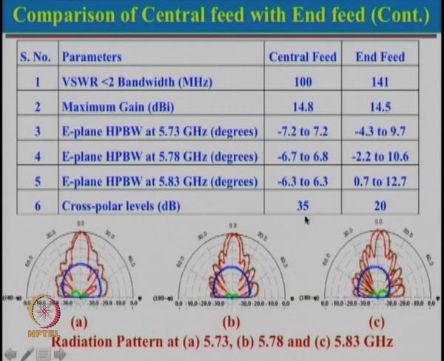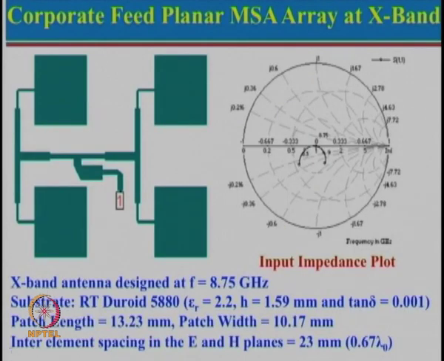So, now from series feed let us just see corporate feed. Now, this is one example of a corporate feed. This we have designed at X band. In fact, I have given you different flavors. So, the first example we gave at millimeter wave, then another example we gave at C band, which is 5.8 gigahertz. Let us just look at another example which is at X band. So, here we designed an antenna around 8.75 gigahertz. So, let us see what we have here.